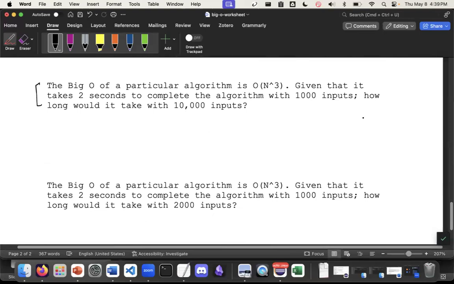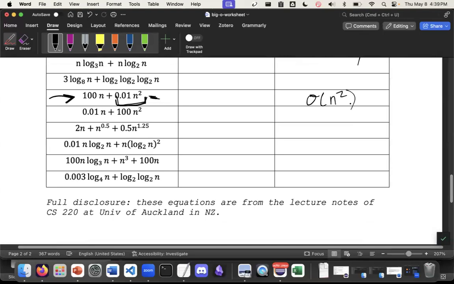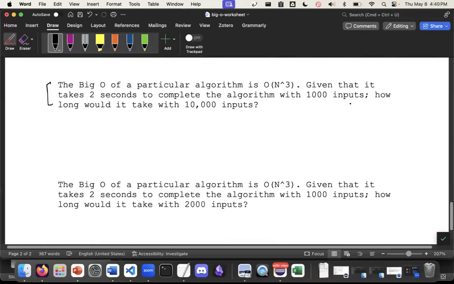So I'm just gonna, wait, what was it for the n plus 0.01 and 2? n squared. Oh, okay. So I'll walk you through these ones. For this first one, the big O of a particular algorithm is n cubed, and it takes 2 seconds to complete the algorithm with 1,000 inputs. So we've cubed the inputs. And how long would it take with 10,000 inputs?